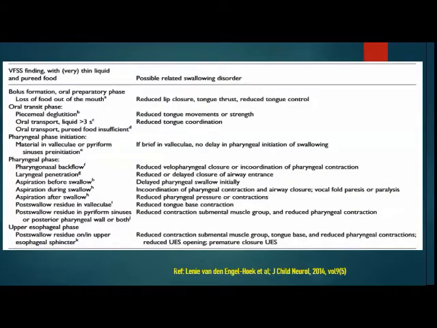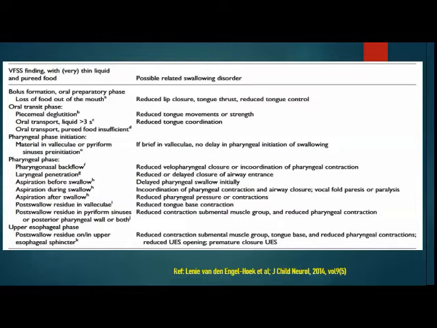Now, if we have given the boluses correctly, we can pick up certain small nuances. Suppose you have given the child a bolus during the oral preparatory phase, and the child is not able to push it into the posterior one-third of the tongue, then we know that there is an issue with the lip closure and the tongue thrust, and the tongue control is not very good. Sometimes we find in neurodevelopmentally impaired children, they have continuous twitching of the tongue. In those cases, we have difficulties.